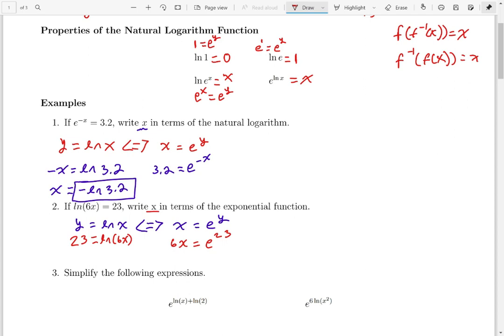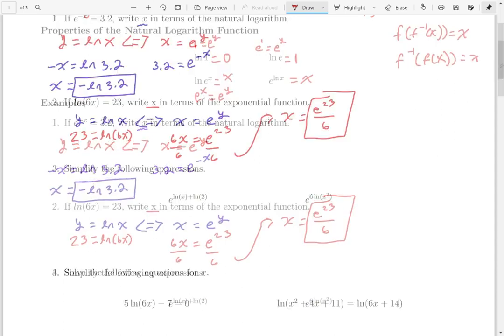Once again, it says write x in terms of, and so we need to solve for x, so divide both sides by 6, and then I get that x is equal to e to the 23rd divided by 6. Now if we wanted an approximation, we could of course find it using our calculator, but all we were told to do was find this in terms of the exponential function.